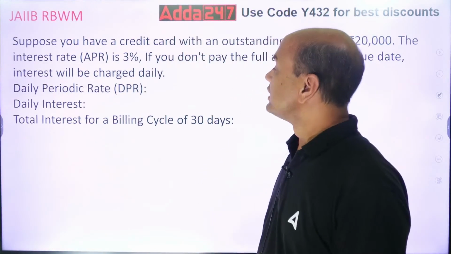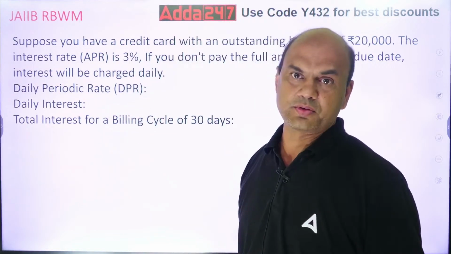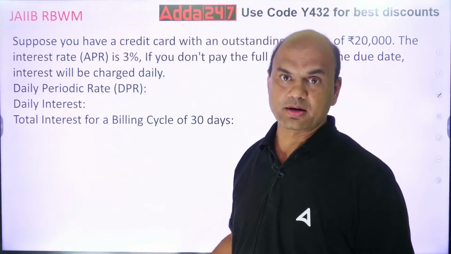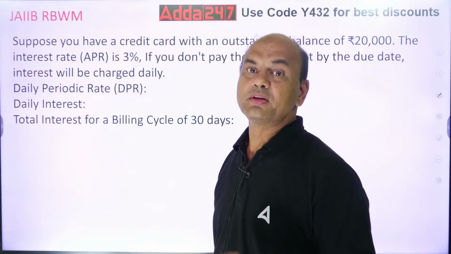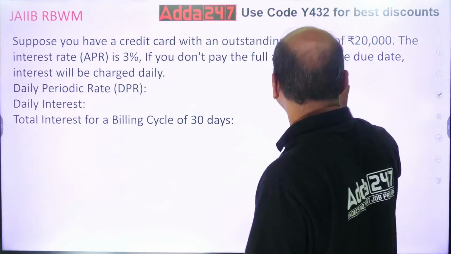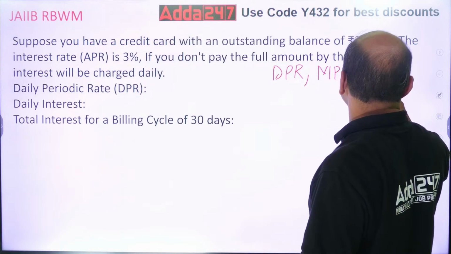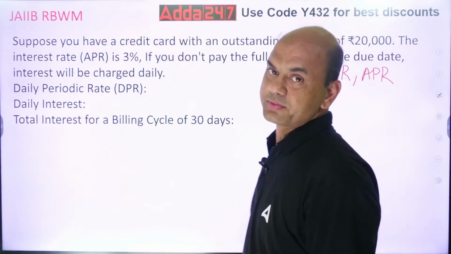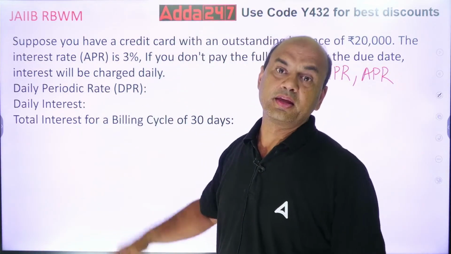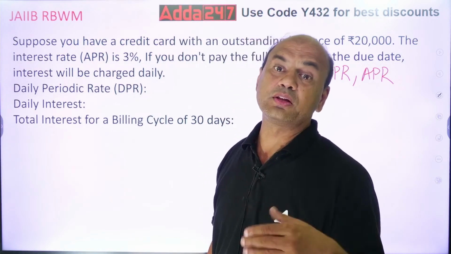So now what do you have to find? You have to find out the daily periodic rate, the DPR. Firstly, what is DPR? What is APR? There are three terms. One is DPR, second is MPR, and third is APR. DPR means daily periodic rate. MPR means monthly periodic rate. And APR is annual periodic rate.